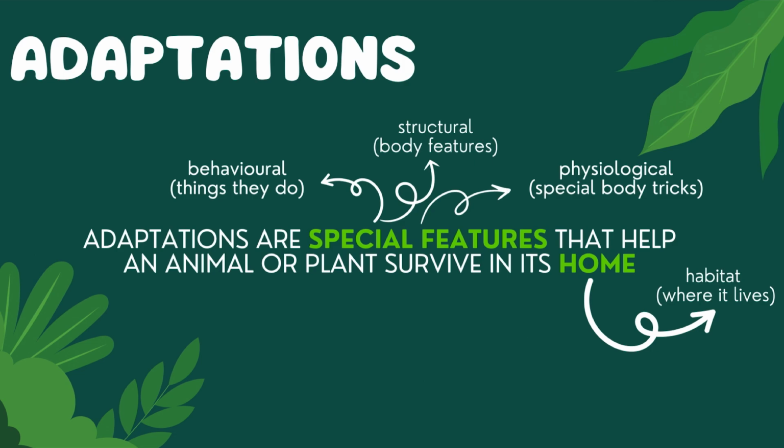Finally, the third group of adaptations are what we call physiological adaptations. Now, please don't worry, you don't need to remember that word or any of the other ones I've put here. Essentially, they are special body tricks that organisms can do. So an example of this is us. Human temperature in our body stays consistently at 37 degrees.